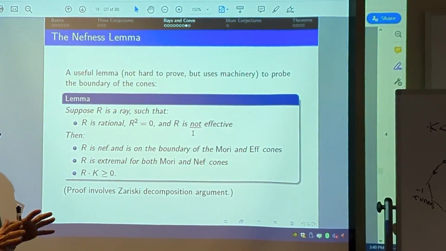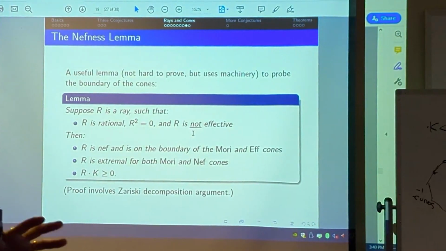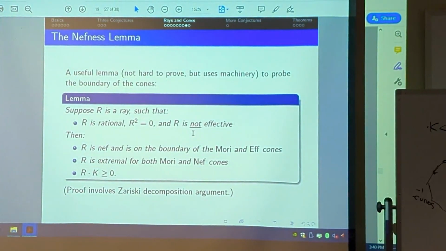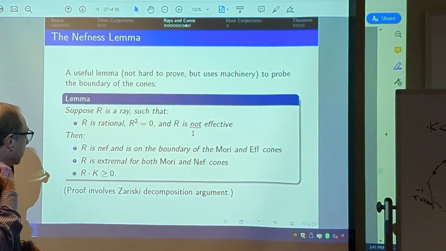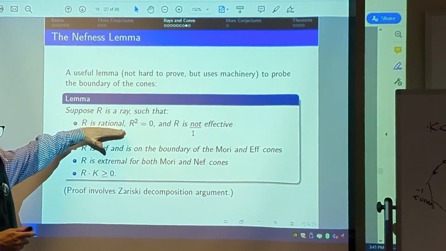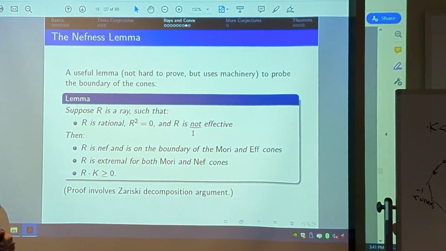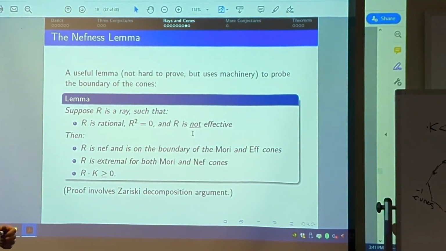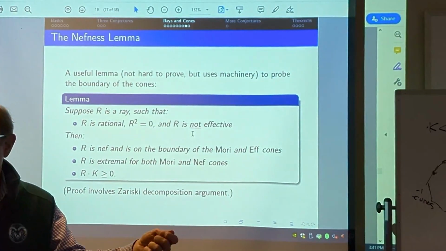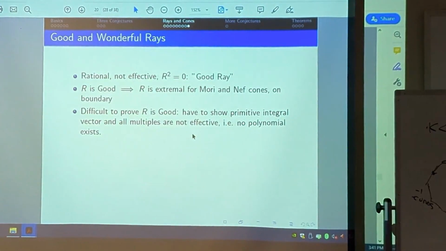Like I say, this is rather technical. It involves a Zariski decomposition argument. I'm not prepared to do that. It's going to take 20 minutes to go through it, but it's a very useful thing because if you can find such things, you immediately get a lot of information about the Mori and effective cone because you get these extremal rays in the cone.